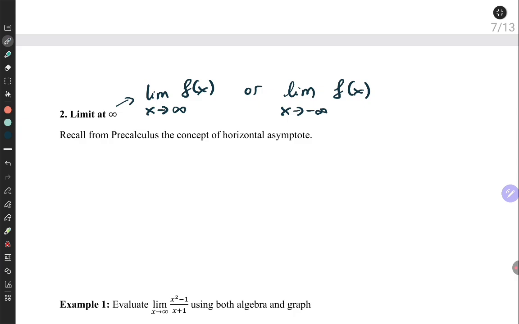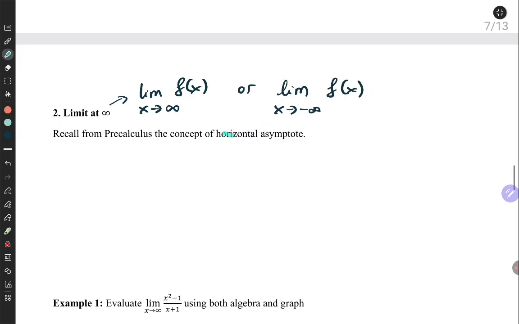If we plug in and get undefined, we play around. We factor, we do all kinds of things until we can plug in. But this time, x approaches infinity. We can plug in infinity, but we have to plug in carefully. That's why we have a whole section just to serve the purpose of finding the limit at infinity. Before moving on, recall from precalculus the idea of horizontal asymptote.